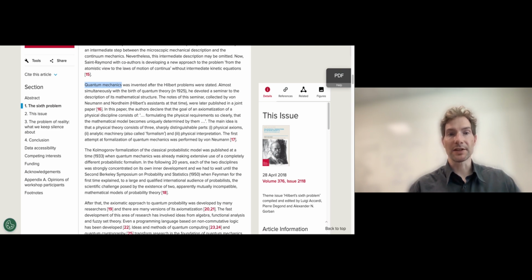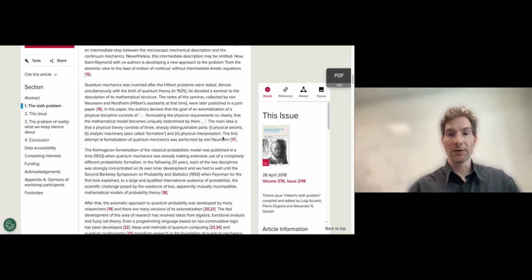And so that's basically the thing that is interesting to us. So you see here, in this paper, the authors declare that the goal of an axiomatization of a physical discipline consists of formulating the physical requirements so clearly that the mathematical model becomes uniquely determined by them. This is just amazing to imagine, that it is possible to state these things this way.